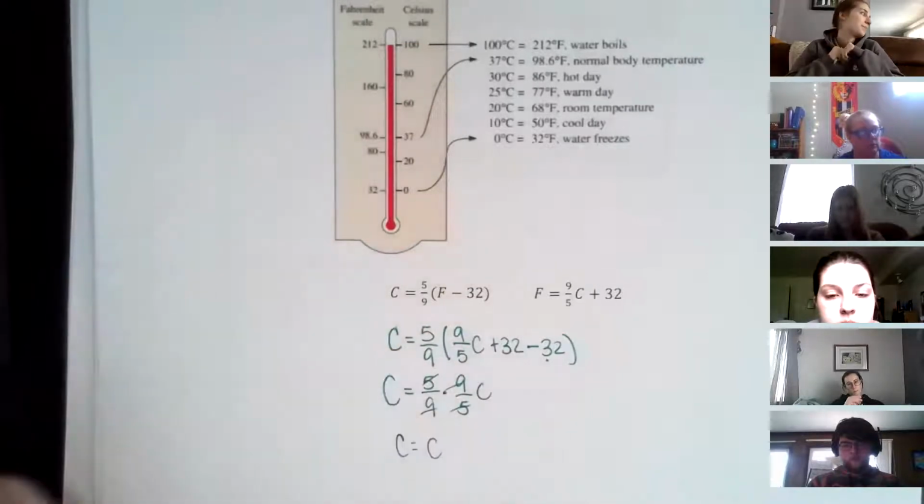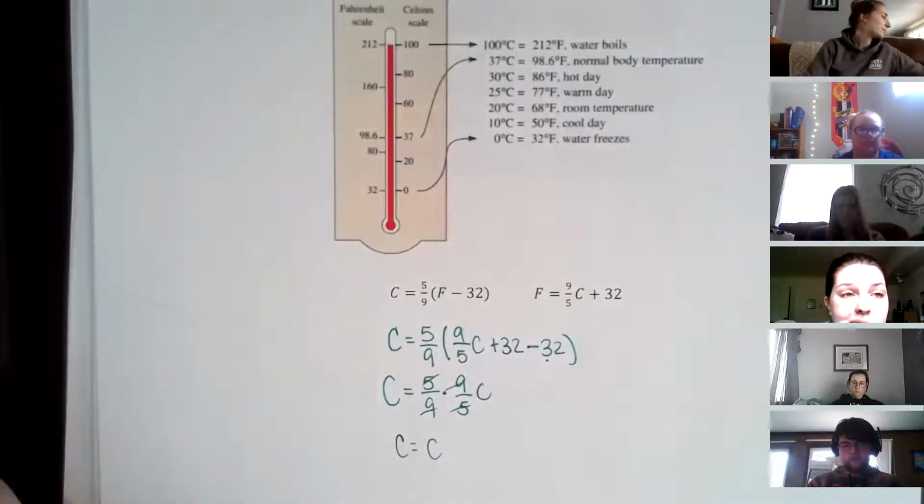C equals C. And do it. The one uses a distributive property and the other one doesn't. That's my only issue. Right.